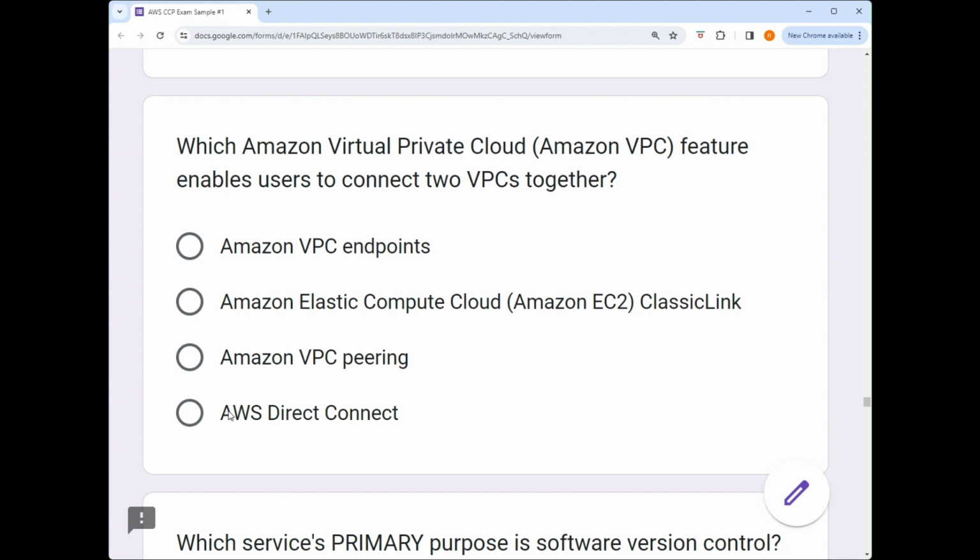Which Amazon Virtual Private Cloud, Amazon VPC, feature enables users to connect two VPCs together? Amazon VPC Endpoints. Amazon Elastic Compute Cloud, Amazon EC2, Classic Link. Amazon VPC Peering. AWS Direct Connect. Correct answer: Amazon VPC Peering.